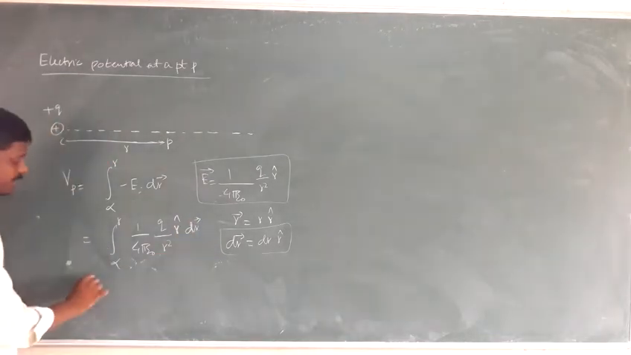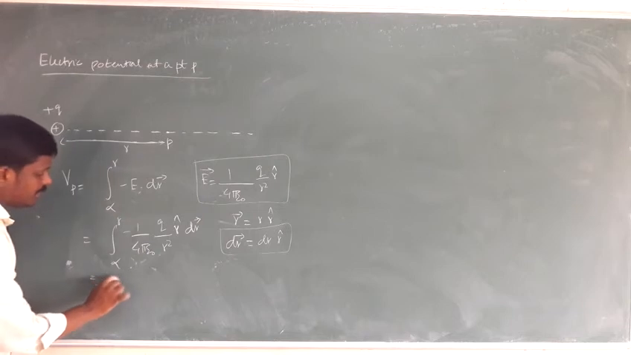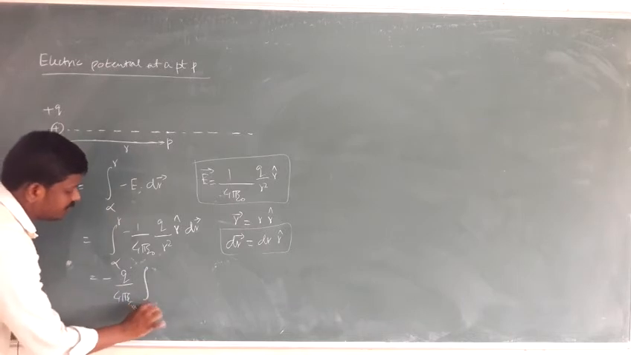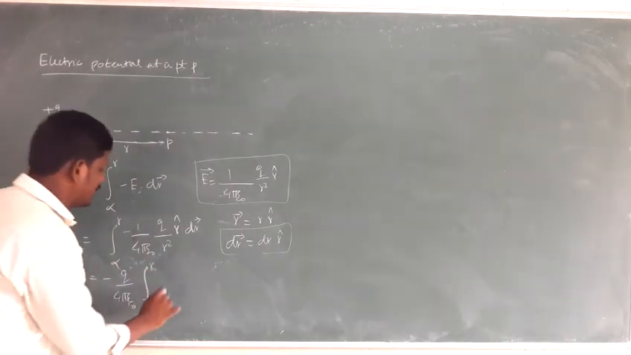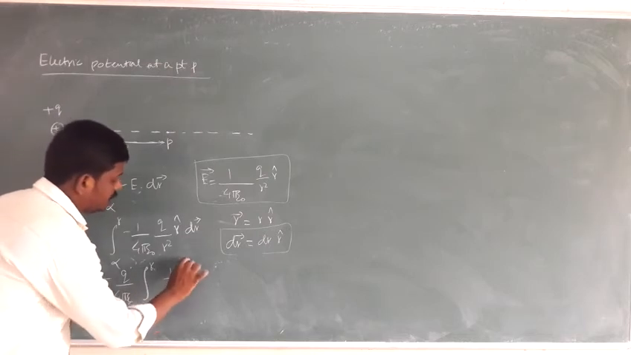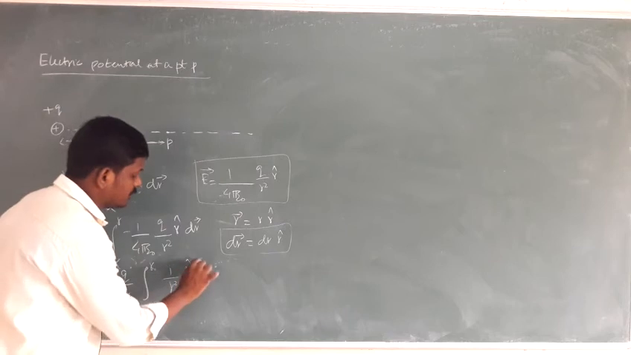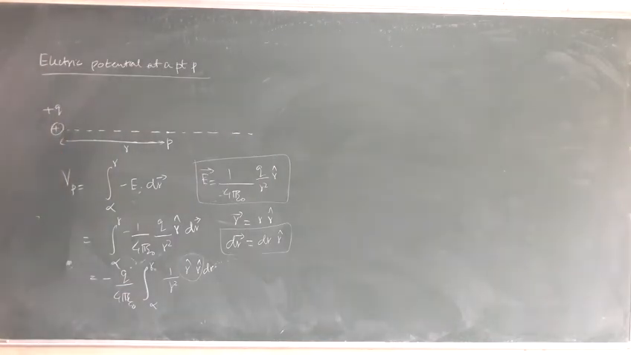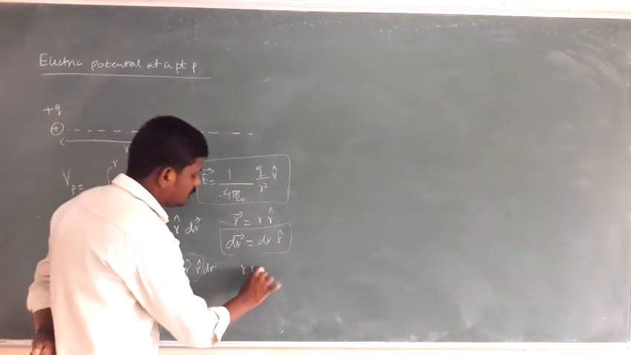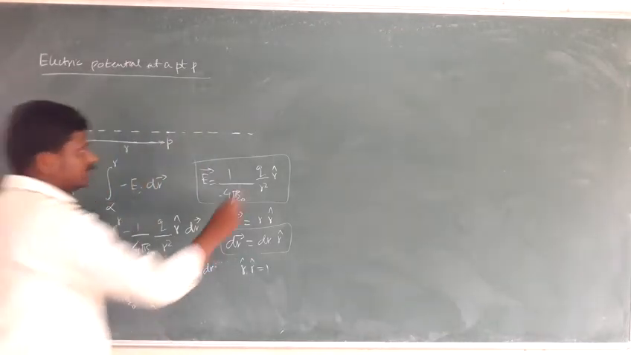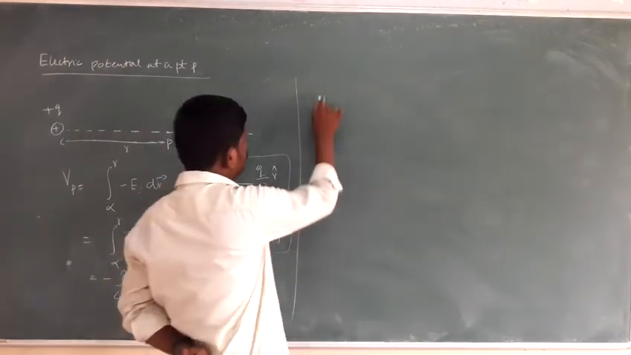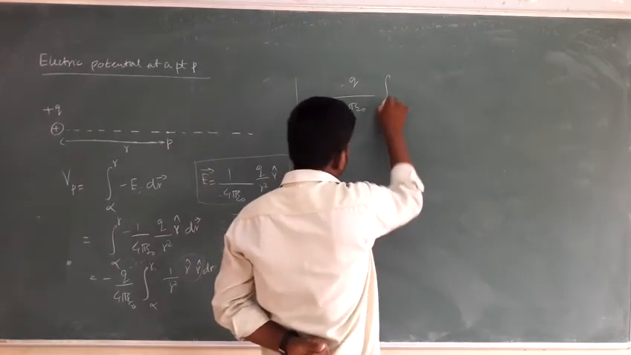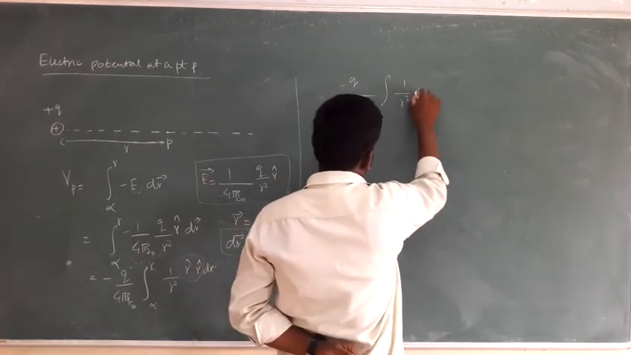Then again taking out minus, so minus Q by 4 pi epsilon naught integral from infinity to the finite distance R, then 1 by R squared R cap dr vector is equal to R cap dr. So R cap dot R cap, unit vector dot unit vector, is 1. So we are going to integrate the following: minus Q by 4 pi epsilon naught integral 1 by R squared dr.